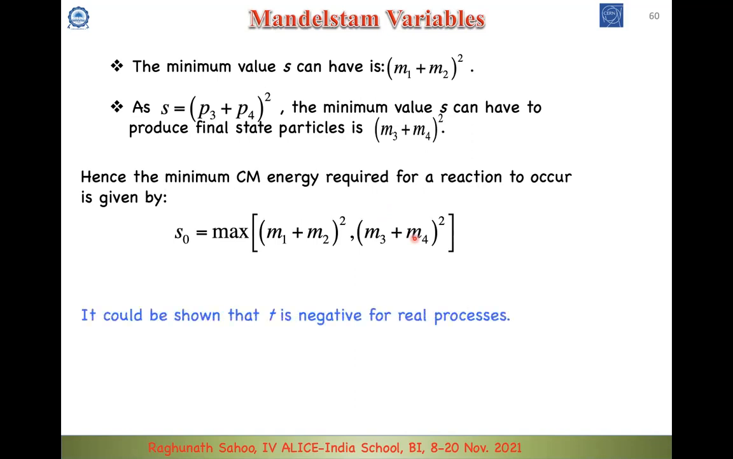Okay. So this is just a note for you. You can actually work on this to realize that the minimum value S can have is (m1 + m2)². For the final state particles to be produced, that will be (m3 + m4)², because this is related to the threshold production of the particles, which I am going to discuss in my next class. And the minimum center of mass energy required for a reaction to occur should be maximized by this number, initial state (m1 + m2)² and (m3 + m4)². So this algebra you can do and show by yourself.